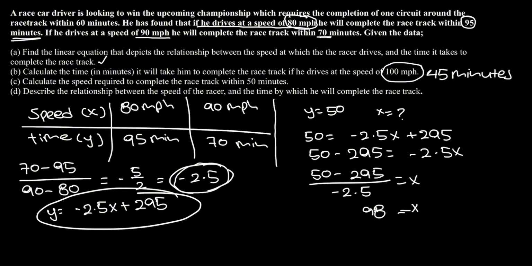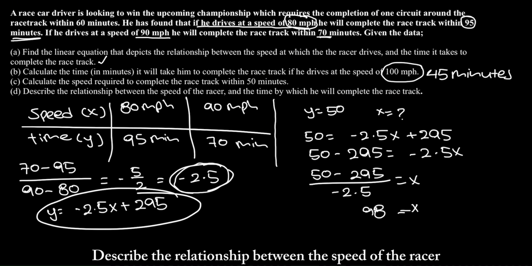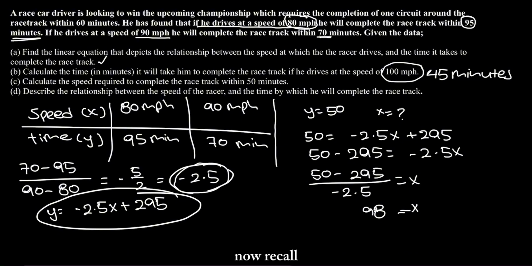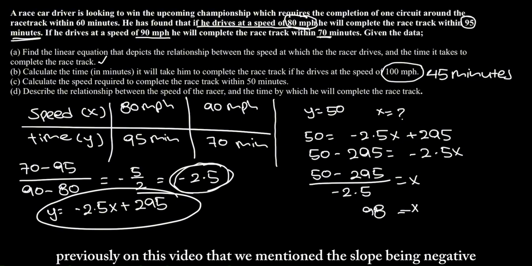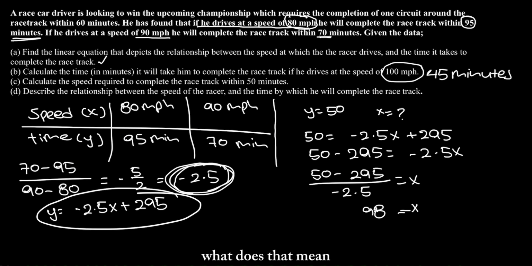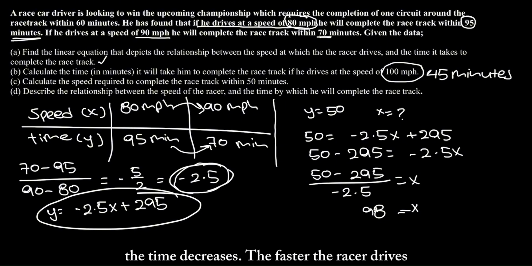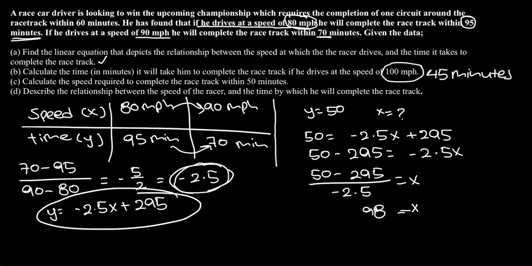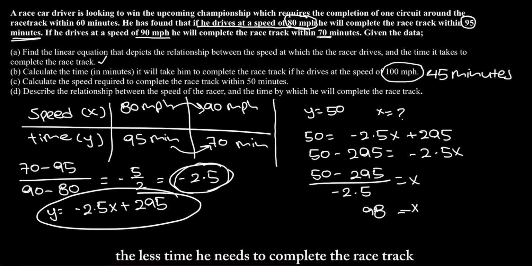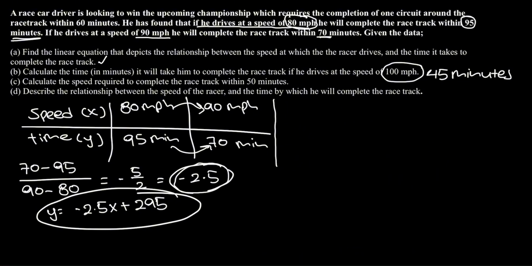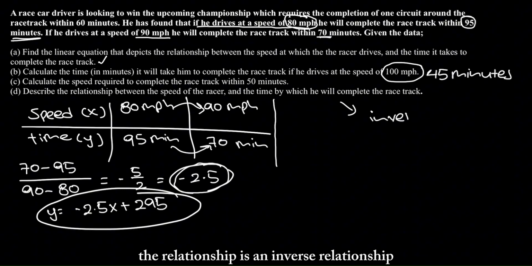And finally, the last part of the question, which is part D: describe the relationship between the speed of the racer and the time by which he will complete the racetrack. Now, recall previously in this video that we mentioned the slope being negative. What does that mean? We notice that as the speed increases, the time decreases. The faster the racer drives, the less time he needs to complete the racetrack. The relationship is an inverse relationship.